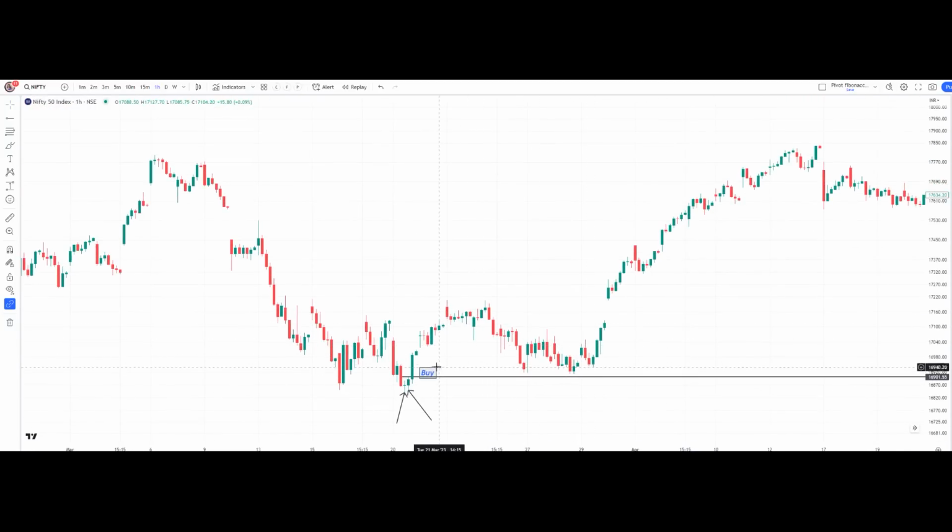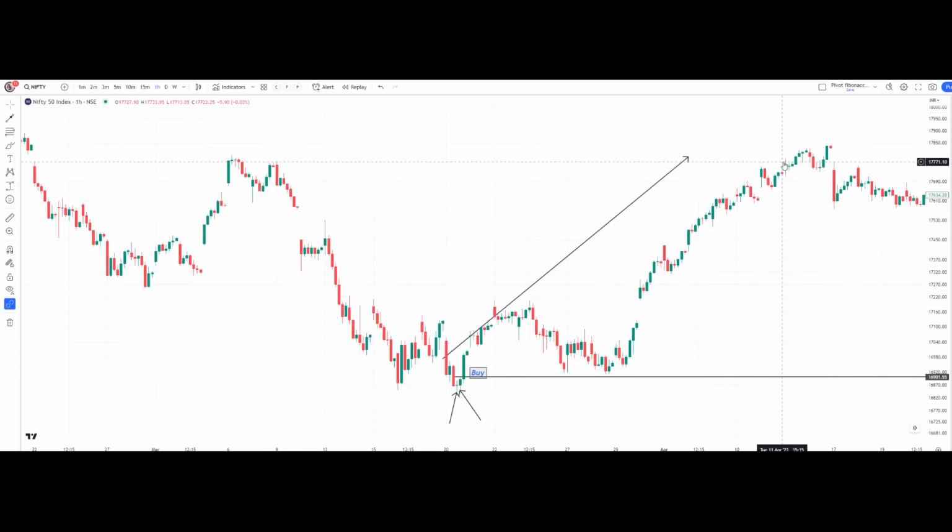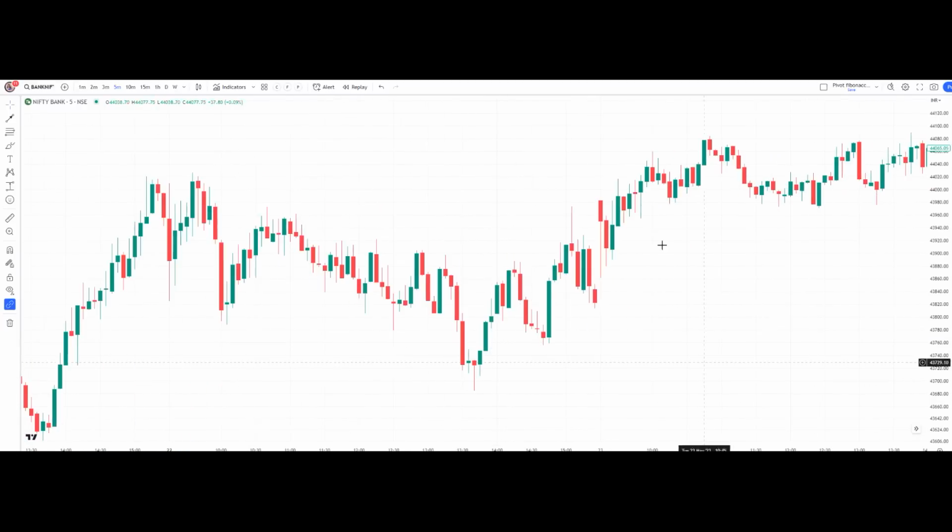Alright. So if you enter into the long trade above this also, we'll be getting nice points in Nifty. Okay. And Nifty made a high of 17,830 here. Alright.